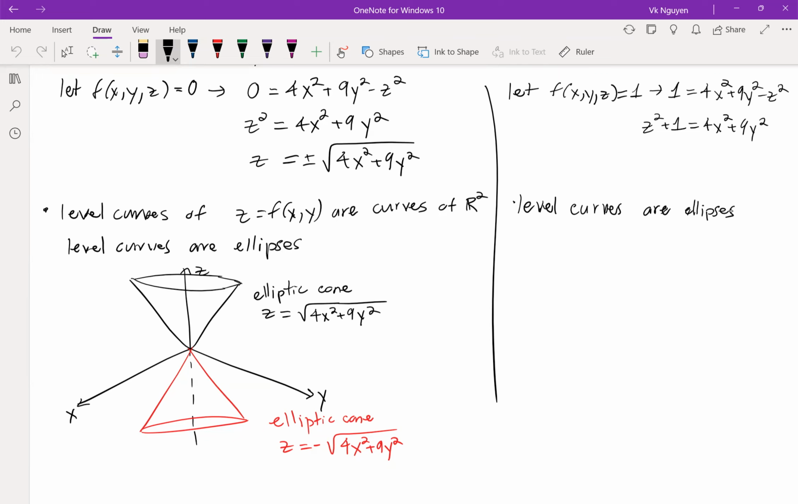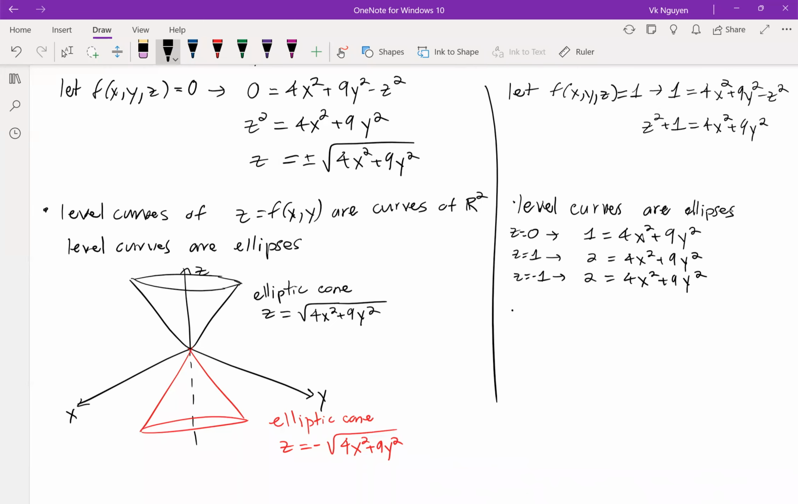I'm going to do two things here. We know level curves are ellipses, but then we also know traces. Actually, let me do a few of them so that you can see. At z equal to 0, you're going to get 1 equal 4x squared plus 9y squared. Because of the z squared, you can have z equal -1 also. Then z equal 1 gives 2 equal 4x squared plus 9y squared.